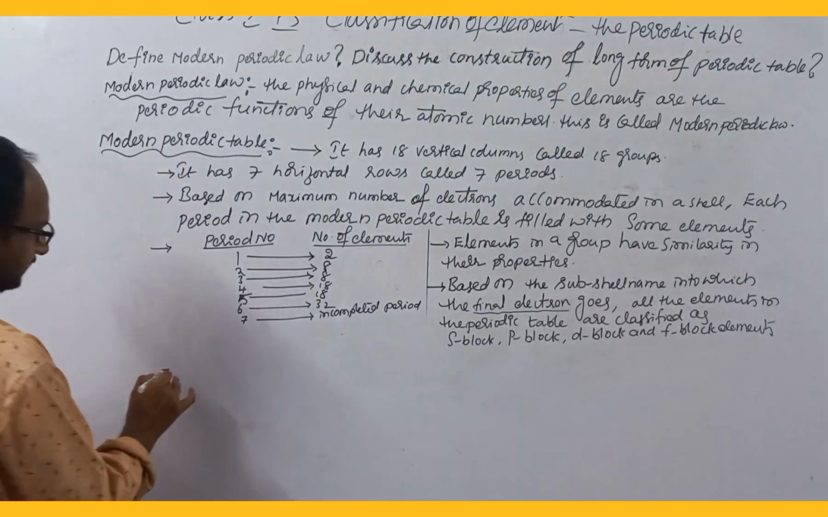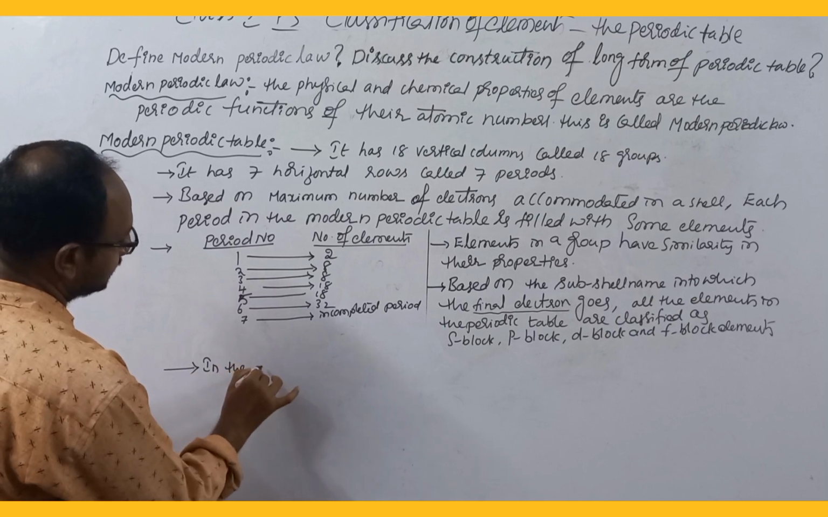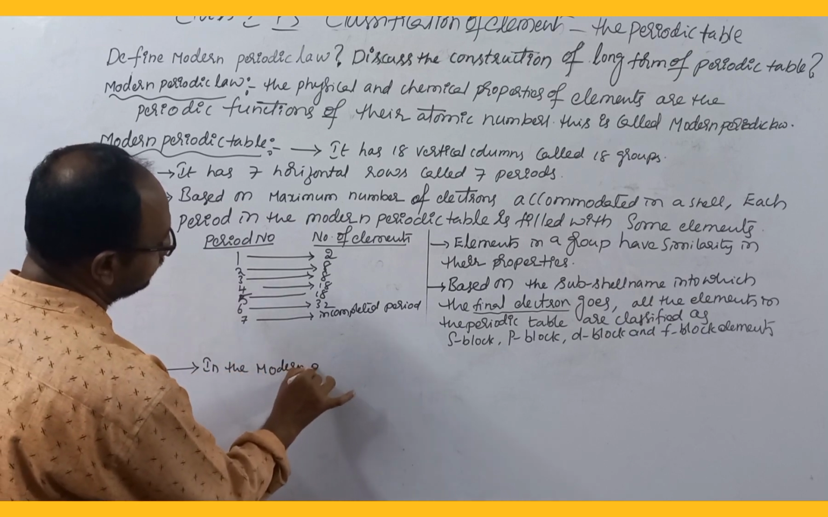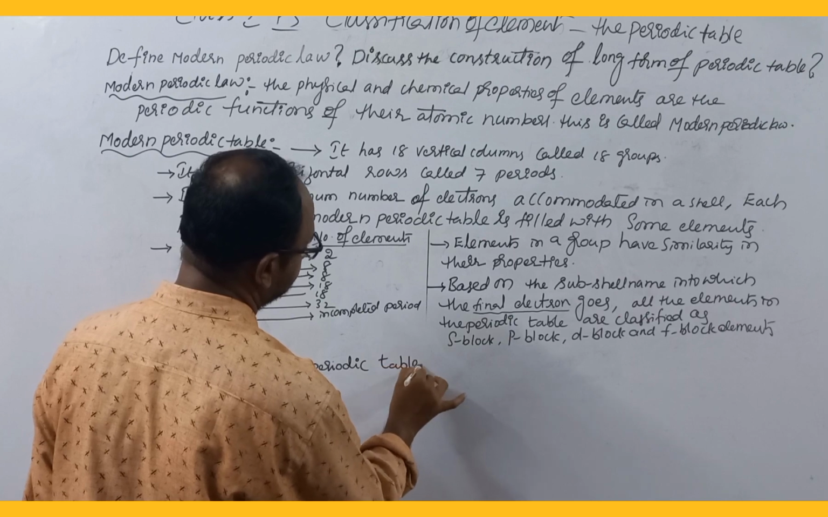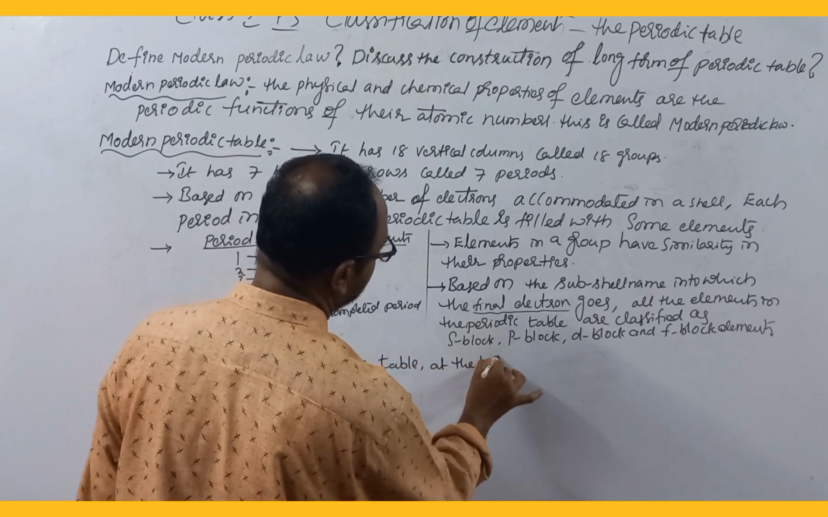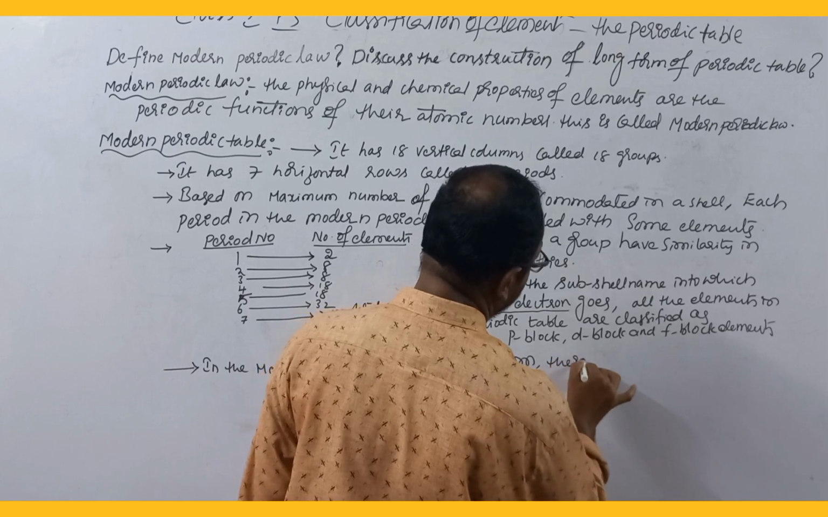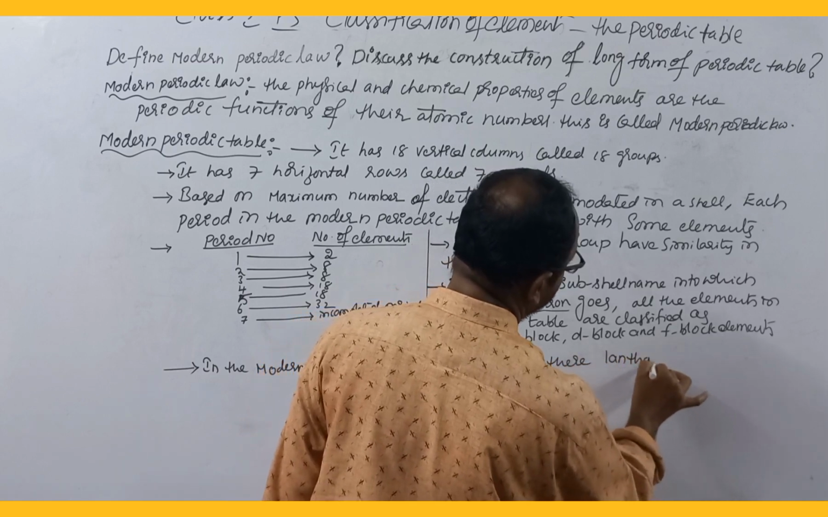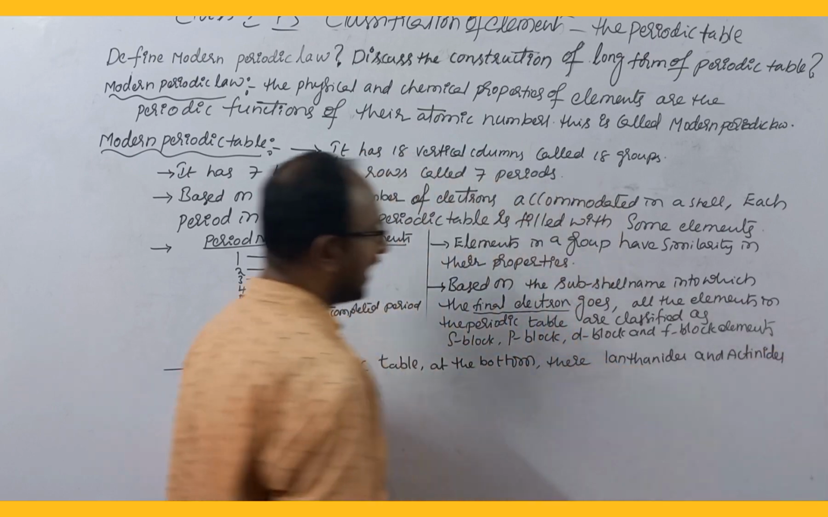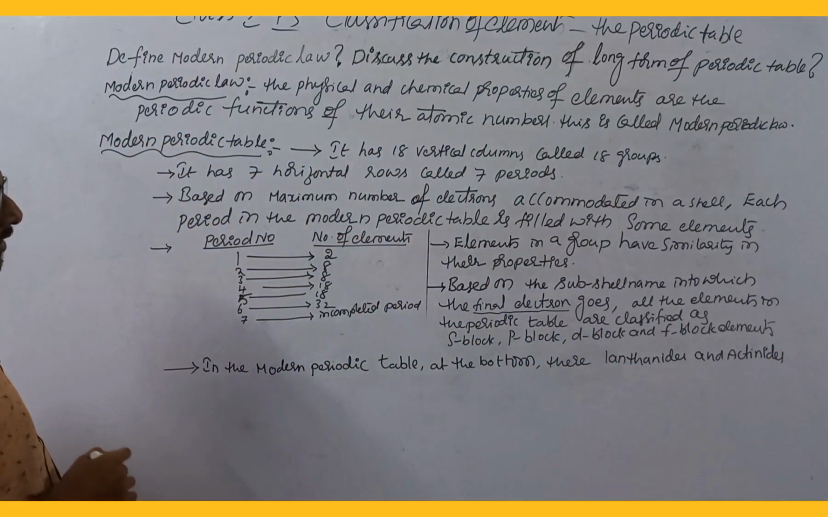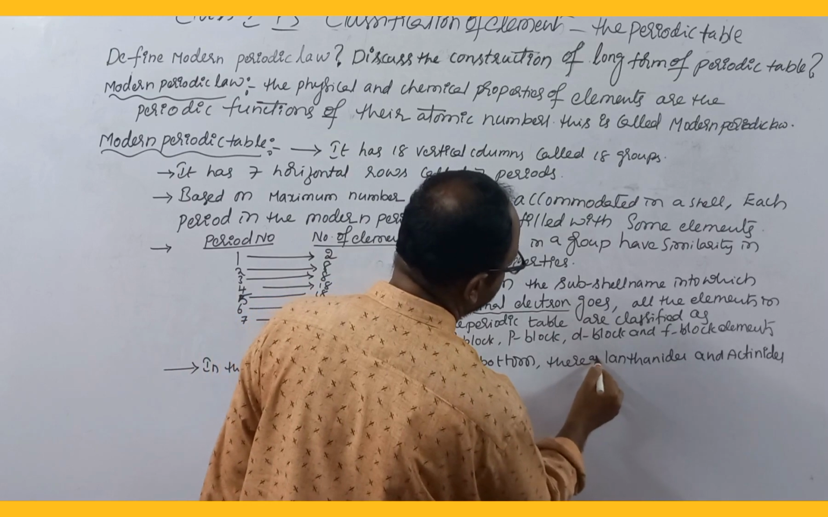Next point. In the modern periodic table, at the bottom, there are lanthanoids and actinoids.